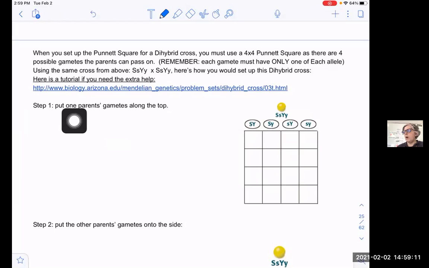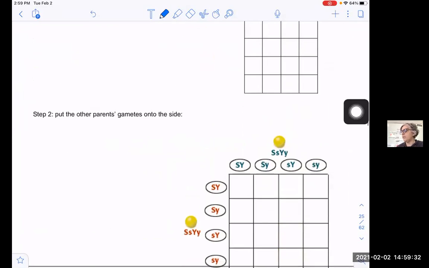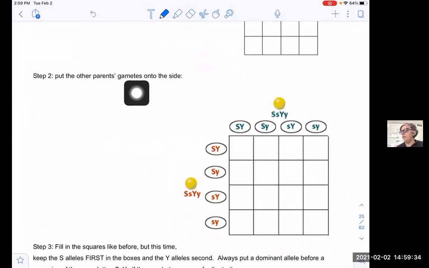First, we would put 1 of the parents' gametes along the top. So we did that here. So we have our big S, big Y is 1 gamete, big S, little y, little s, big Y, and then little s, little y. Okay, so that just came from above. And then we put the other parent's gametes onto the side. So here we have our second parent along the side.